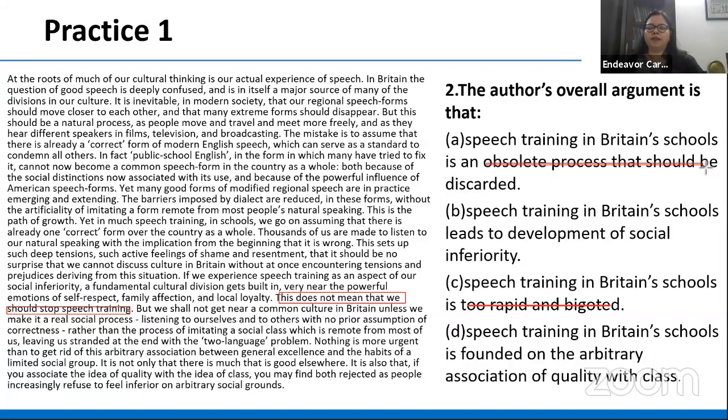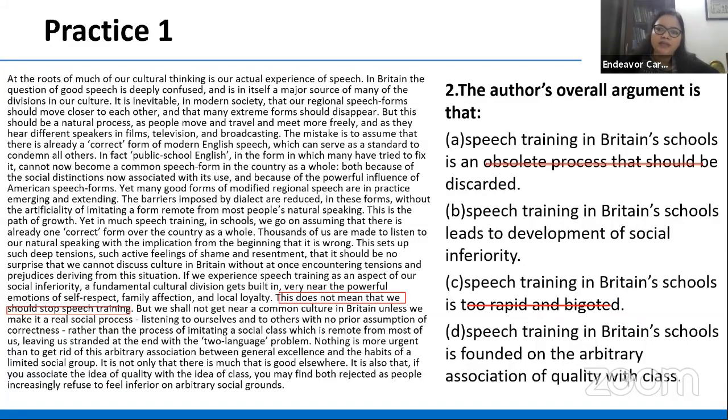Speech training in Britain's schools is founded on the arbitrary association of quality with class. Let's compare B and D. Why does he say that speech training in Britain's schools leads to development of social inferiority? That's one of the reasons that he gives to talk of what shouldn't be done. Why will people reject one standard English that you've taken?